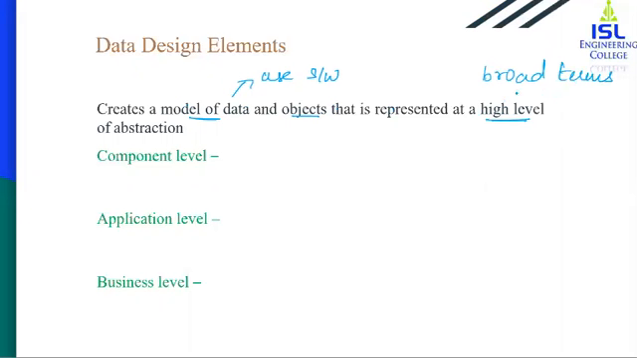Now, within this data design element, you have the component level, application level, and business level. What are these three different levels? The component level is going to show you the design of the different data structures. As we are modeling the data, we are identifying the design of those data structures.